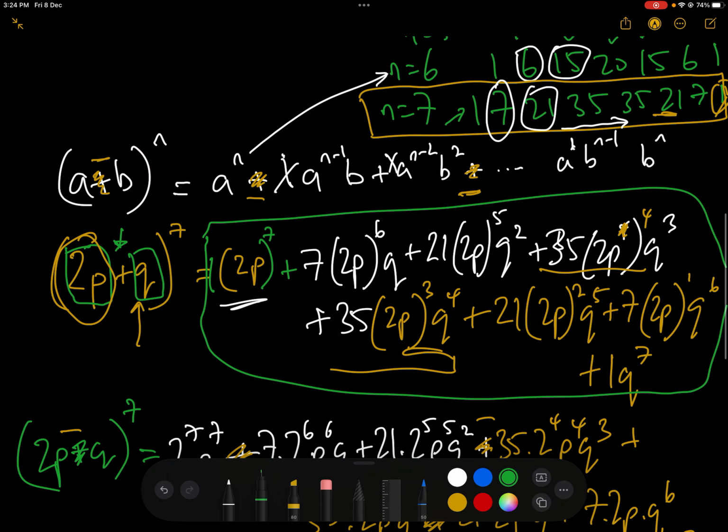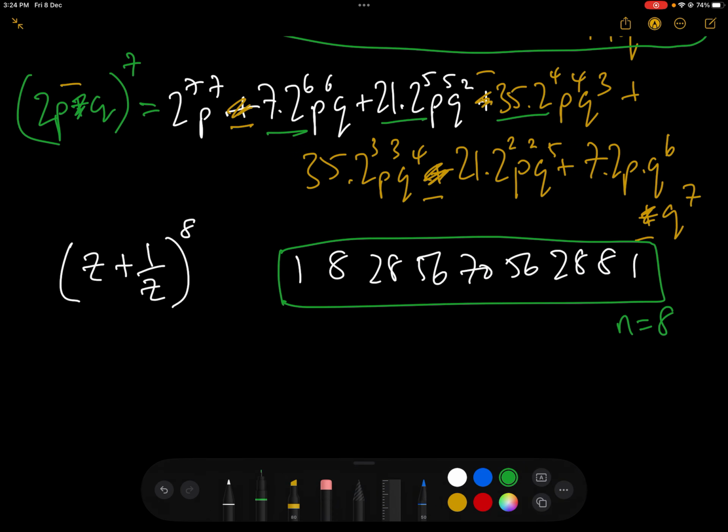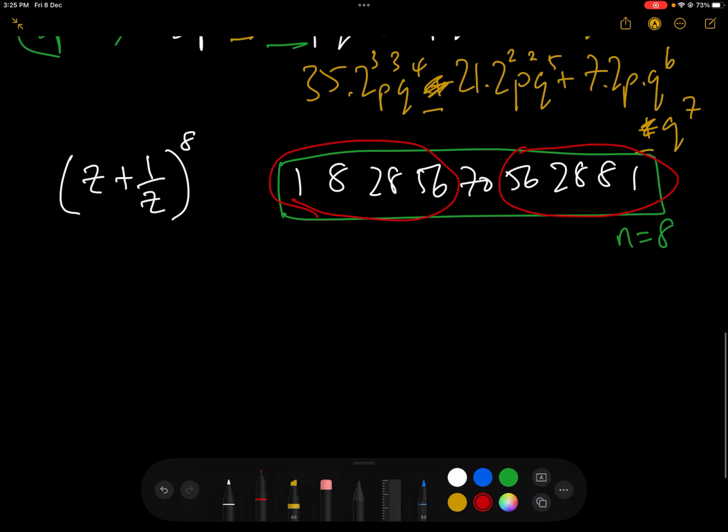I got that just by adding from n equals 7, so 1 add 7 is 8, 7 add 21 is 28, 21 add 35 is 56, etc. You can see that it is symmetrical, so you only need to calculate the first half, and the second half is identical. So now we can expand z plus 1 over z to the power of 8 by inspection, using exactly the same formula.